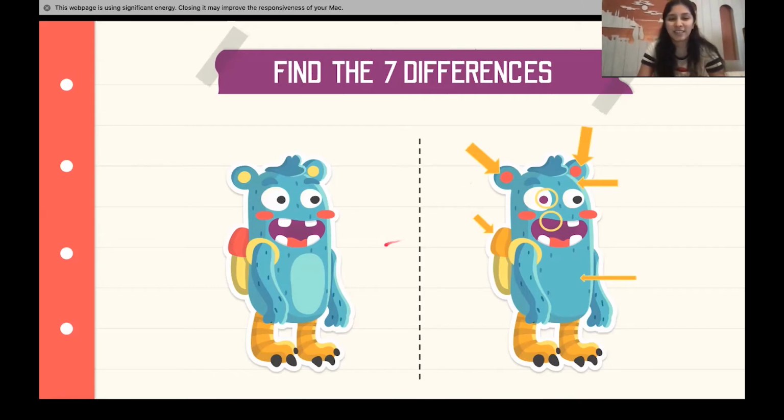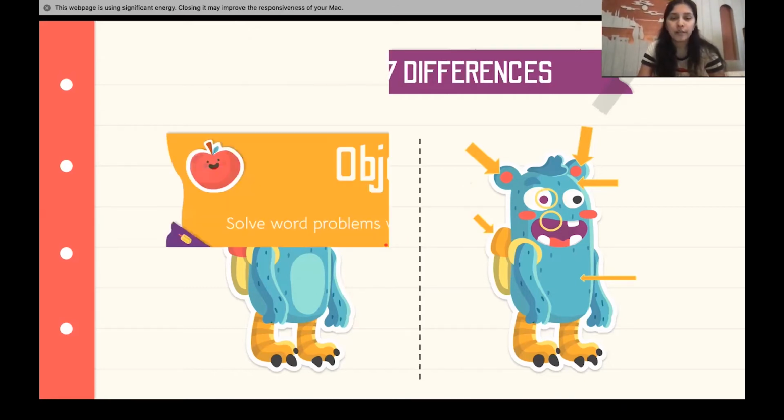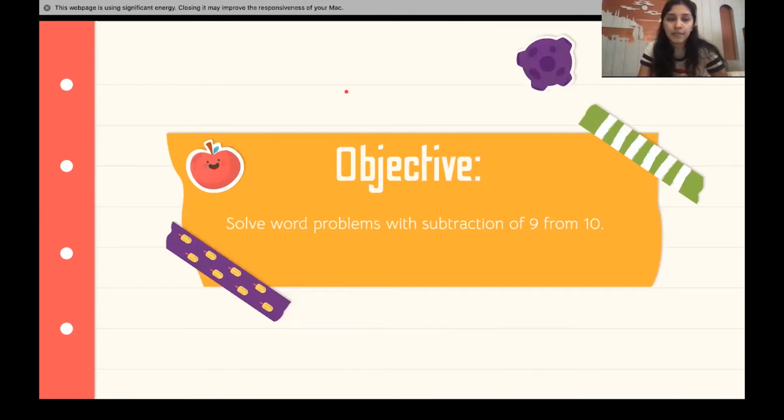Nice work. Okay. Now, it's objective time. I'm going to move my camera a little bit right there. Okay. For our objective, it says solve word problems with subtraction of 9 from 10. So what does that mean? What does this objective mean? Yeah, it means that we're going to read word problems and we're going to be able to use subtraction. So we're going to subtract 9 from them. And that way we'll find our answer.